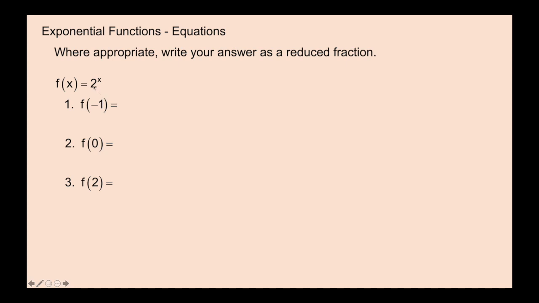So in the case of number 1, we're going to have 2 to the negative first. Now we know we're not allowed to have a negative exponent, so we would right away want to flip that fraction and make it 1 over 2. For the second one, if I've got 2 to the 0 power, anything to the 0 power is going to turn into 1. And for the third one, 2 squared is going to give me 4. So those should be the answers to numbers 1, 2, and 3.